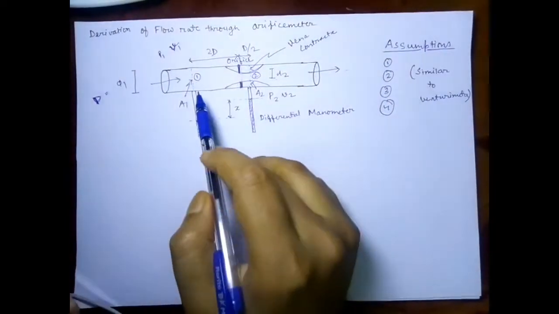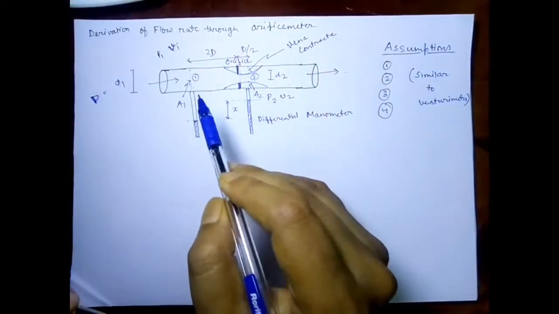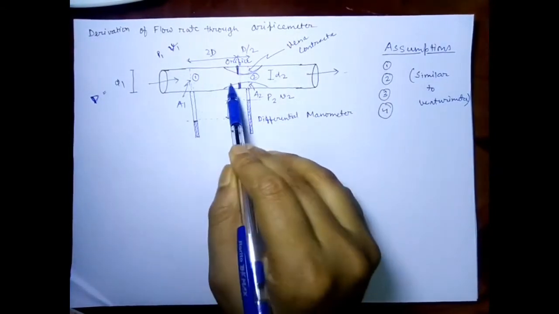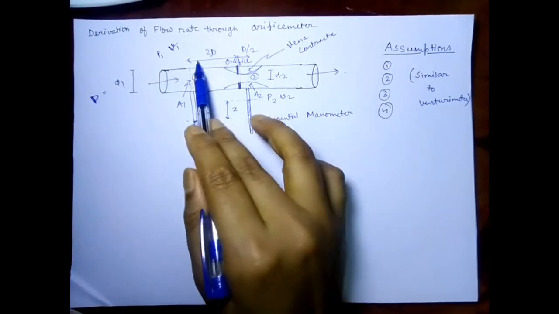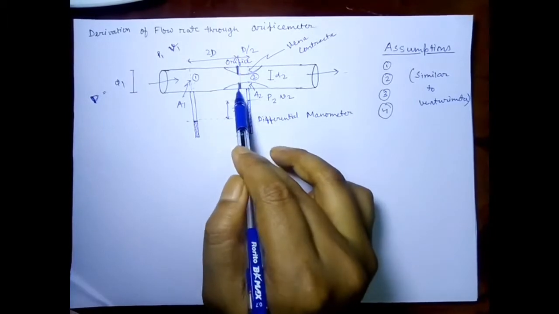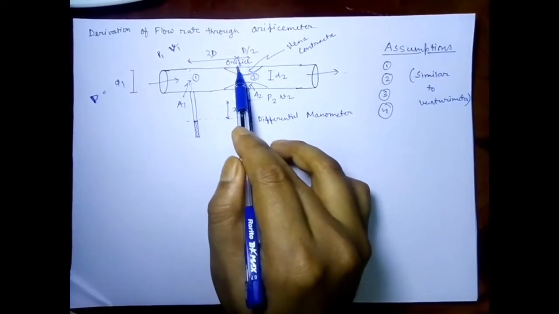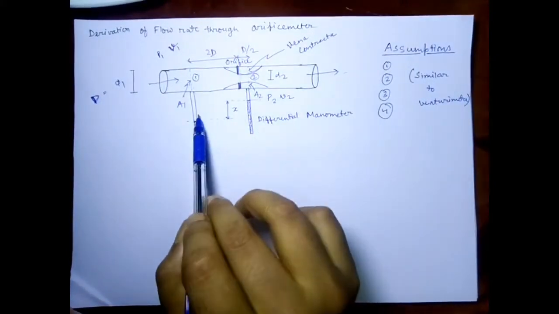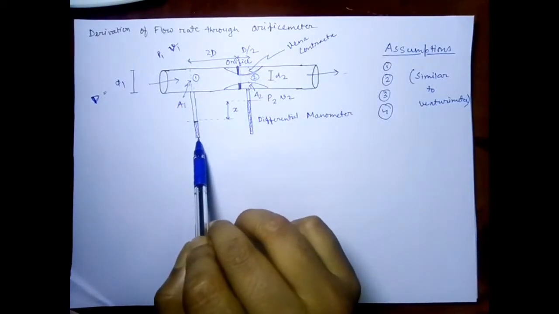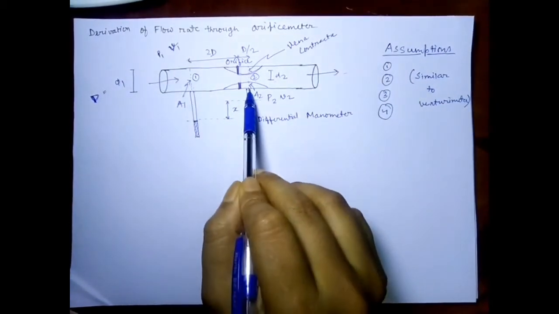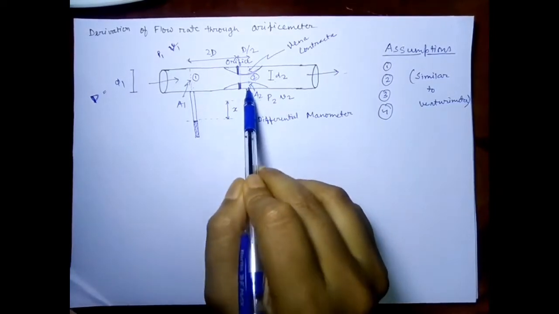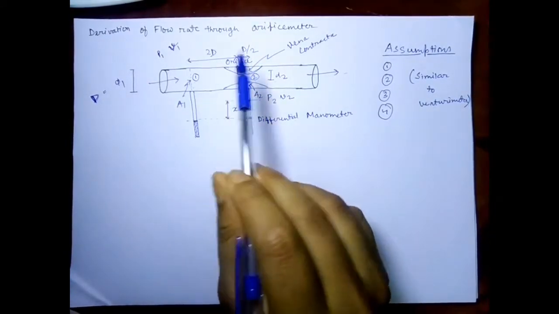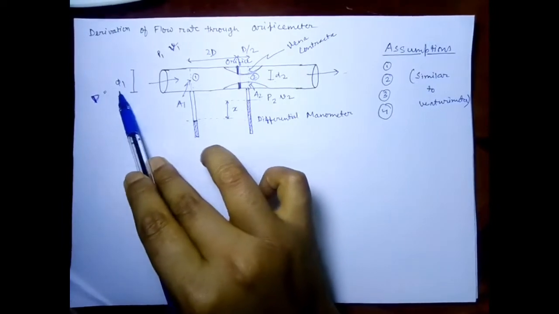In these two sections, section 1 and 2, I will be fitting a differential manometer, and at the upstream part it will be at a distance of 2D from the orifice. Suppose this particular dark and bold line is the orifice. From here at 2D distance will be section 1, and the differential manometer will be placed, and here also the differential manometer will be placed at section 2, at a distance of D by 2 from the orifice, where D is the diameter of the pipe, which is equal to D1.